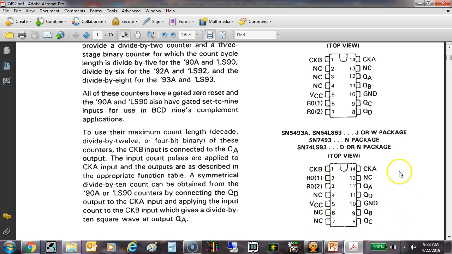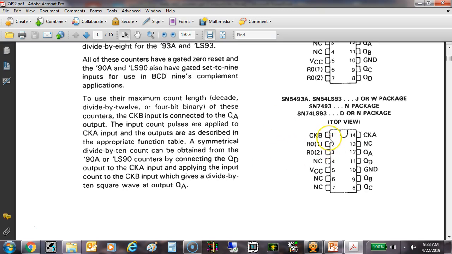So all these are not connected on the 7493. The 7493 is a binary counter. It's a 4-bit binary counter, so that means if we leave it alone, it's going to count from 0 to 16. 0 to 15. So this is the guy we got, right? This is the pin out.